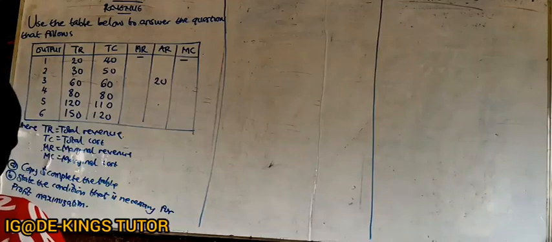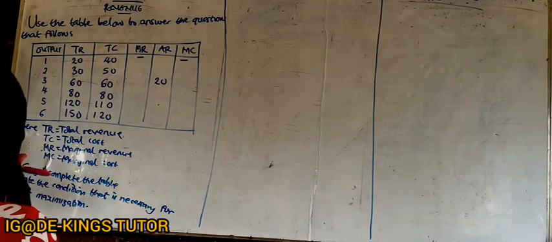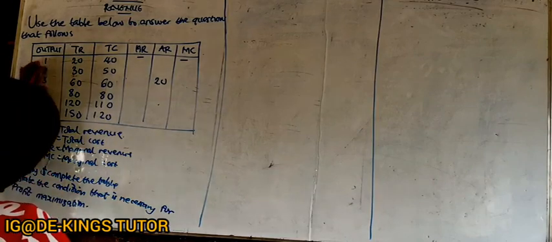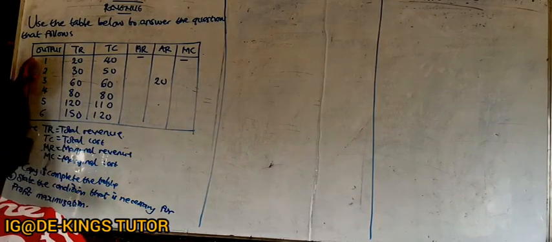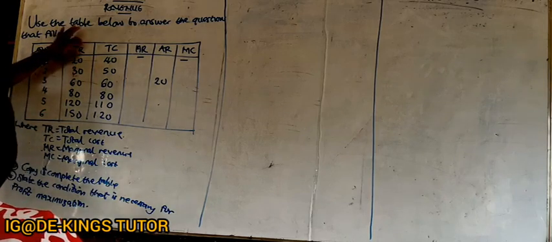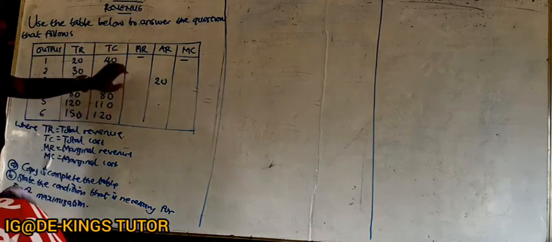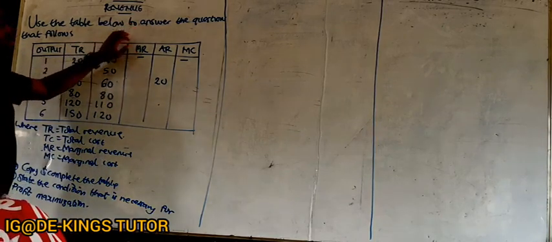Now let's solve this. Like I said, use the table to answer the question that follows. Now we have a table that was given. We have output and we have TR, which stands for total revenue. We have the column for the total cost. Now we have marginal revenue as dash.